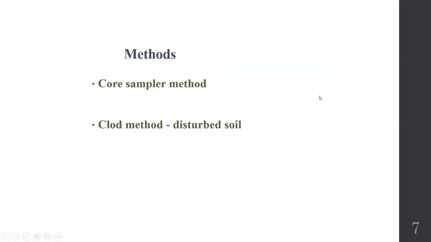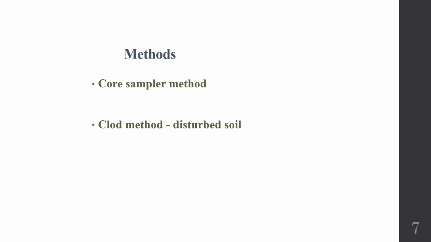Then there are two methods we can use for determining the bulk density. What are these two methods? Core sampler method and clod method. Yes, there are two methods, core sampler method and clod method. Normally we use the clod method for disturbed soil. The core sampler method we use for undisturbed soil.